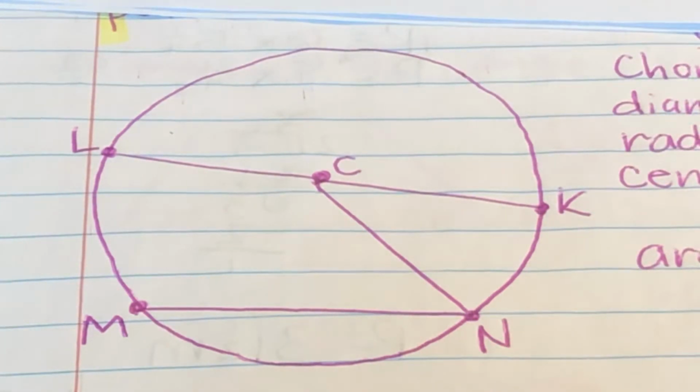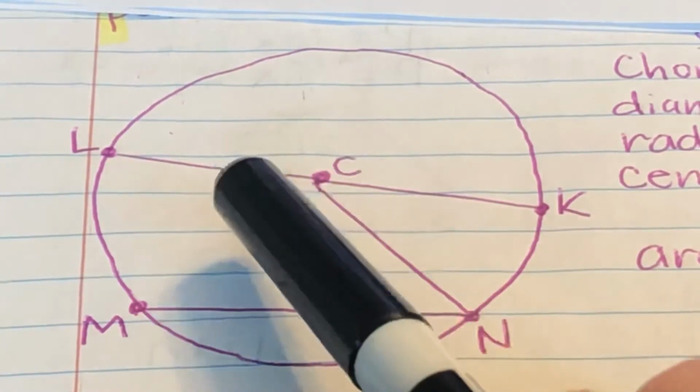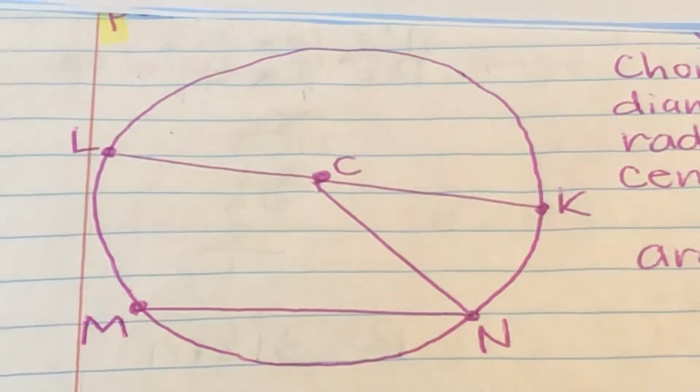So there are 3 radii. That is the plural word for radius. We don't say radiuses, we say radii. There are 3 radii on this circle. CK would be 1, CN would be 1, CL would be 1.